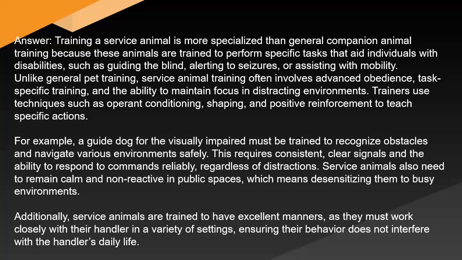For example, a guide dog for the visually impaired must be trained to recognize obstacles and navigate various environments safely. This requires consistent, clear signals and the ability to respond to commands reliably regardless of distractions. Service animals also need to remain calm and non-reactive in public spaces, which means desensitizing them to busy environments. Additionally, service animals are trained to have excellent manners, as they must work closely with their handler in a variety of settings, ensuring their behavior does not interfere with the handler's daily life.